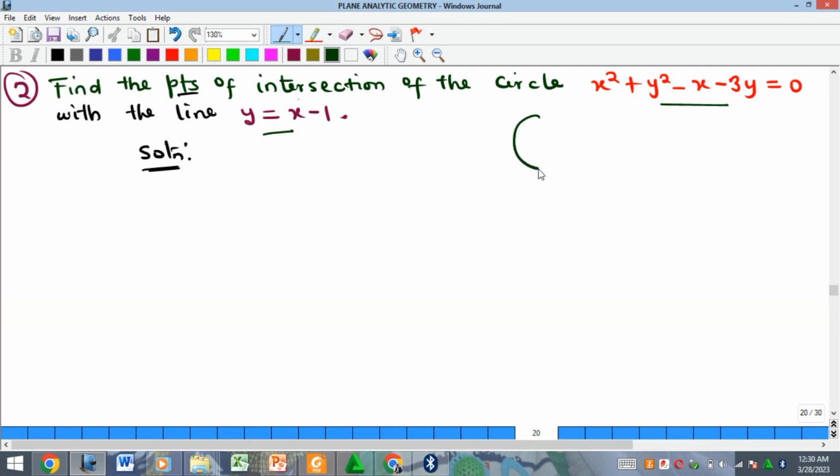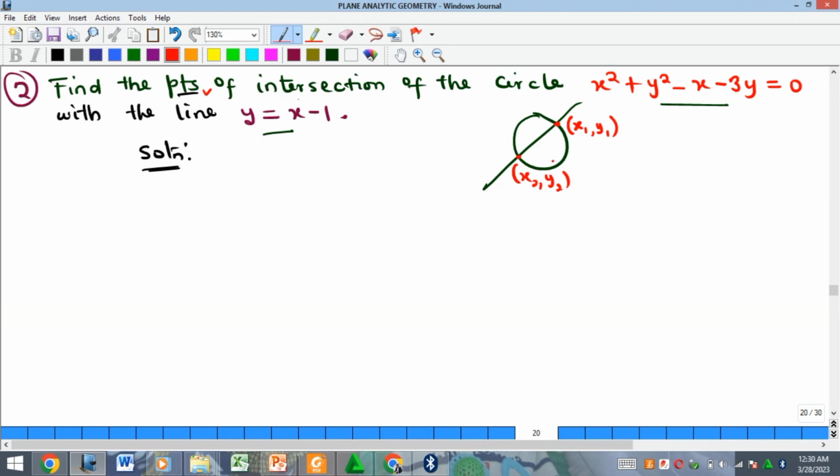So structurally, something like this: you have a circle and a line crossing it, and you can see there are two intersection points, here and here, and that's why the question says we should find the points of intersection. Let me assume that the coordinates are x1 and y1 here, and the second point is x2 and y2. So what's the implication of this?